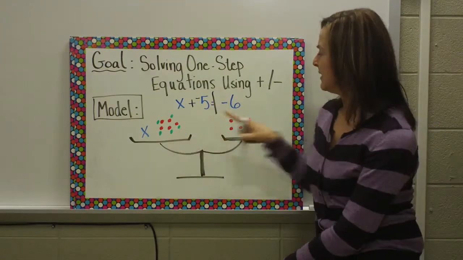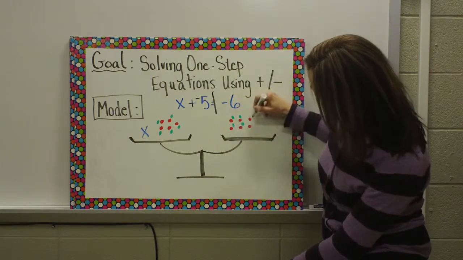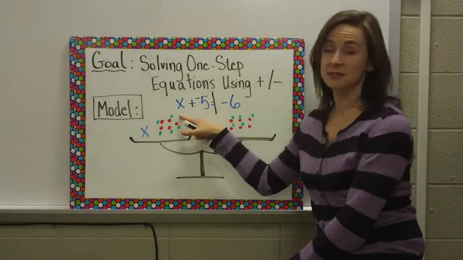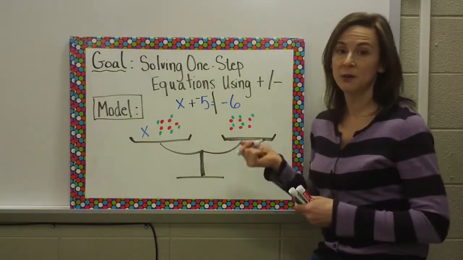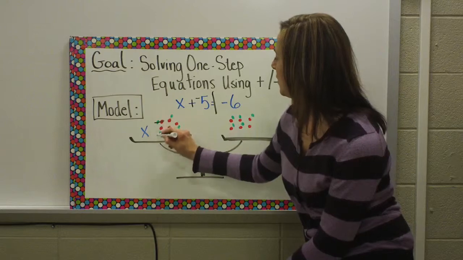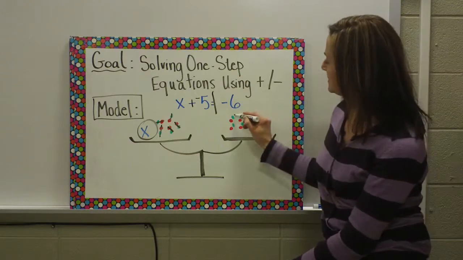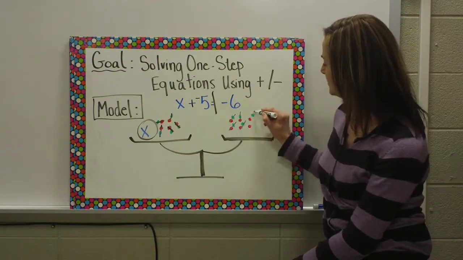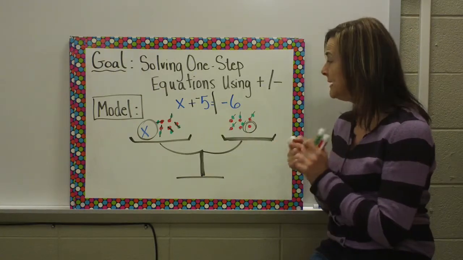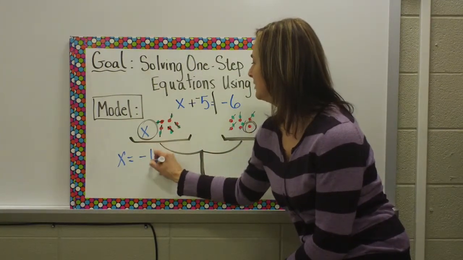Whatever we do to this side, we're going to do to this side. So we're going to add 5 positives. And then we talked about when we have a positive one and a negative one, that's a 0 pair, so it cancels out. In this case, I have 5 negatives and 5 positives. So all of these cancel out, leaving you with just an x. On this side, I cancel out all my 0 pairs, and over here, I'm left with a -1, which means that in solving my equation using a model, x equals a -1.